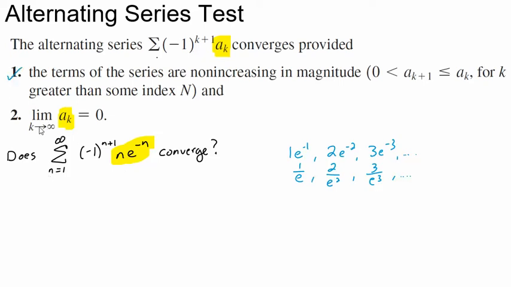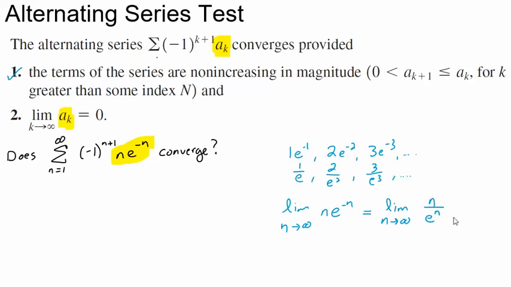So the next thing we need to do is look at the limit as k approaches infinity of our a sub k. Actually, we're using n's here, so I'll stick with the n's. The theorem is using the variable k, but my problem is using the variable n. So let's look at this. Is this approaching 0? This is equivalent to the limit as n approaches infinity of n over e to the n.